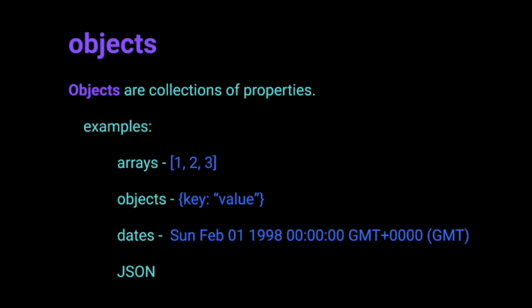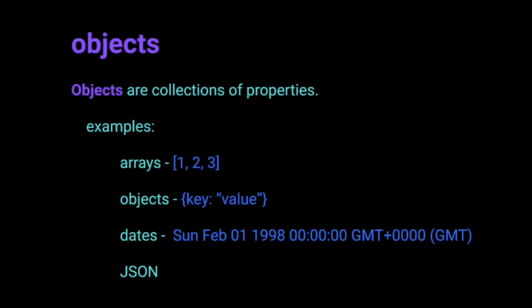Objects. Objects are simply collections of properties. For example, arrays, objects, dates, and JSON data. And object was the last data type in JavaScript.